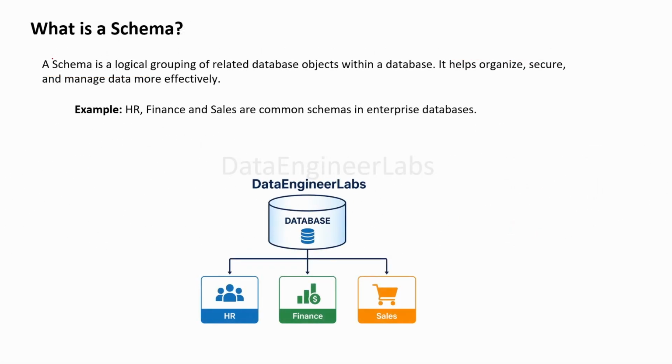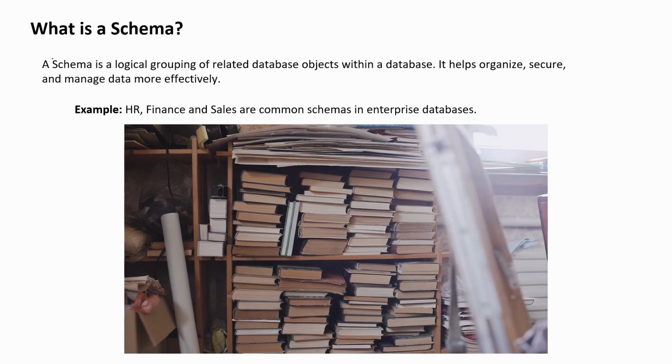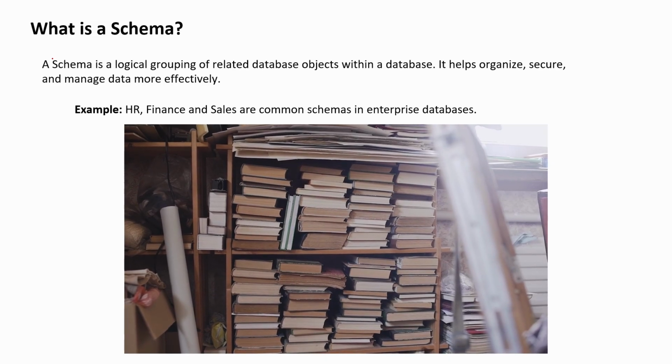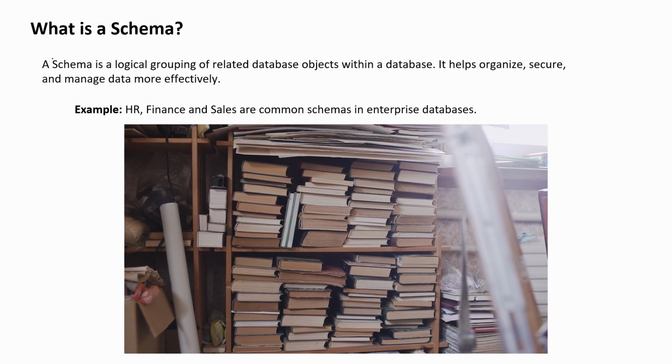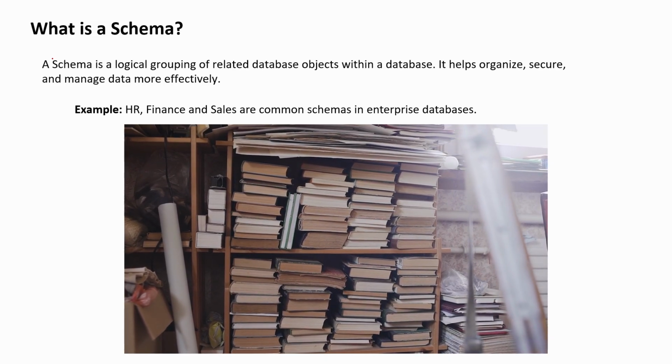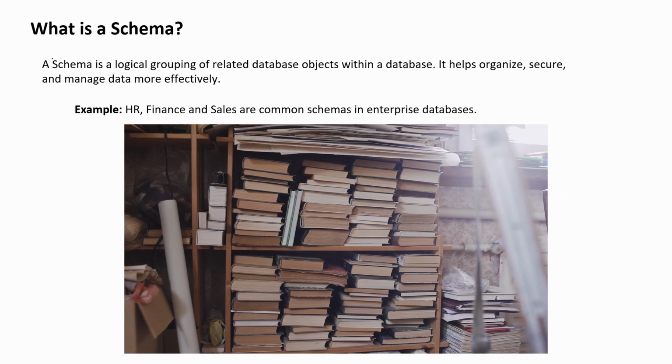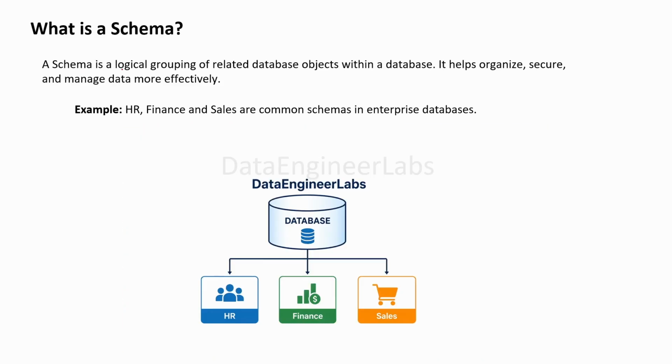Now that we know what a database is, let's ask another question. Imagine a company has thousands of tables, such as employee, customers, orders, products, finance, and many more. Now, if we keep all these tables together without any organization, finding the right table would quickly become difficult. That's exactly why we use schemas. A schema is a logical grouping of related database objects within a database.